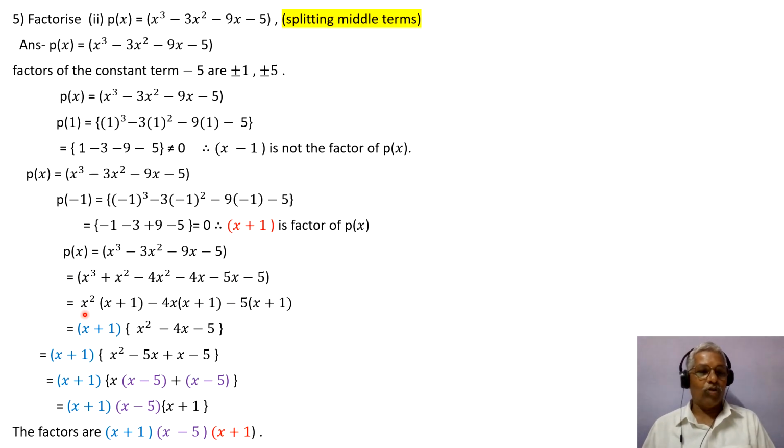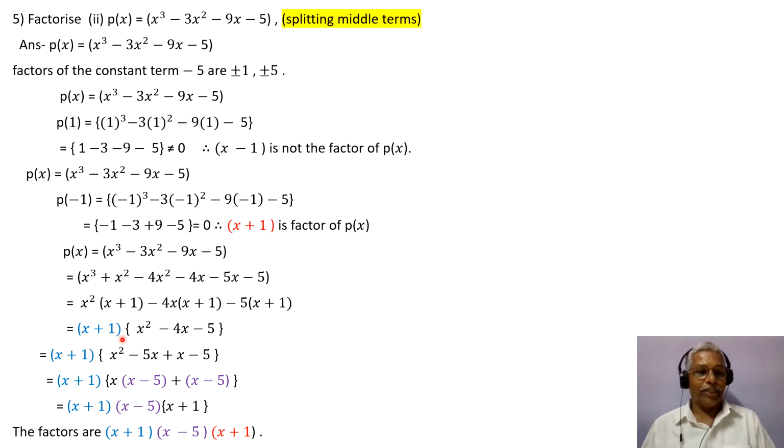Now take x square common in these two terms, and you are left with x plus 1 in this. Now minus 4x, you get x plus 1, and minus 5, you get x plus 1. Now you take x plus 1 common from all these, and in the big bracket, you are left with x square minus 4x minus 5. Okay, so do it on paper, then you will understand it in a better manner.